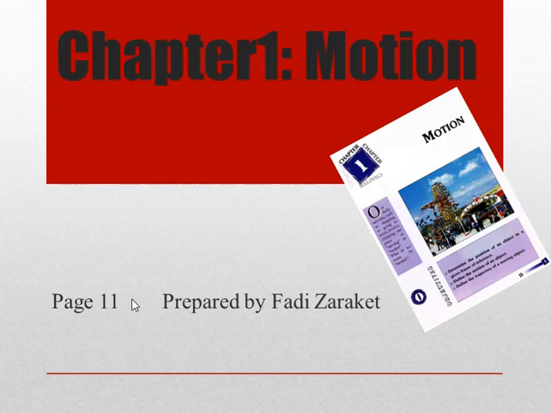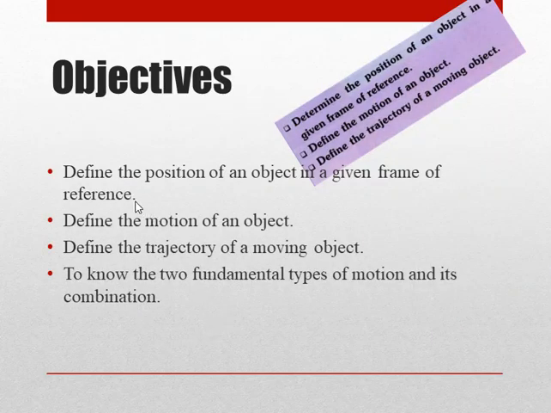Let's start. First of all, the objectives are to define the position of an object in a given frame of reference, define the motion of an object, define the trajectory of a moving object, and to know the two fundamental types of motion and its combination.